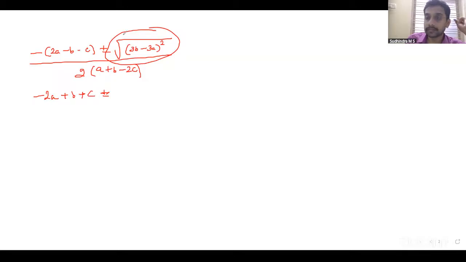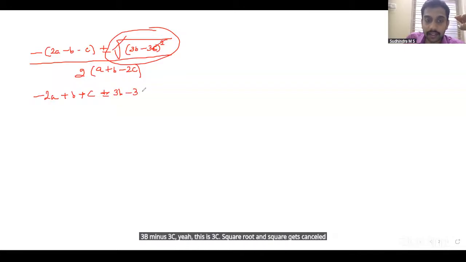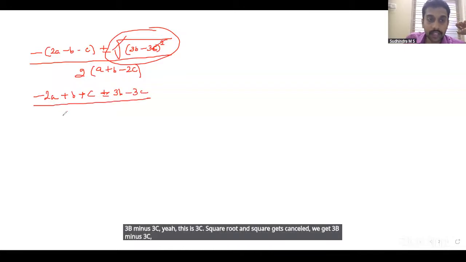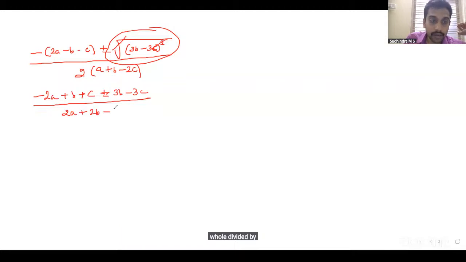Sir, 3b minus 3a, 3b minus 3c. Yes, this is 3c. Square root and square get cancelled. We get 3b minus 3c, the whole divided by 2a plus 2b minus 4c. Correct? So what does this mean?